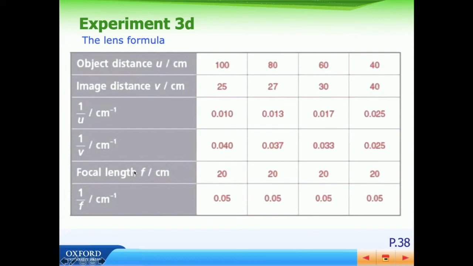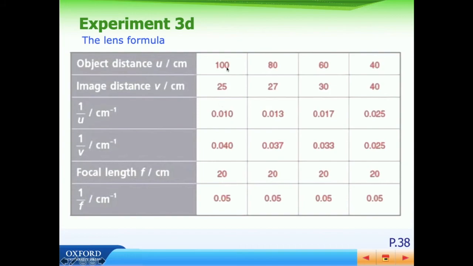Looking at the focal length, we have a constant value. The focal length is equal to 20 centimeter. Now, if you take the reciprocal for our focal length, that is equal to 0.05. Looking at this data right here, if we are going to take the reciprocal of our object distance and also the reciprocal of our image distance, we have the following value.